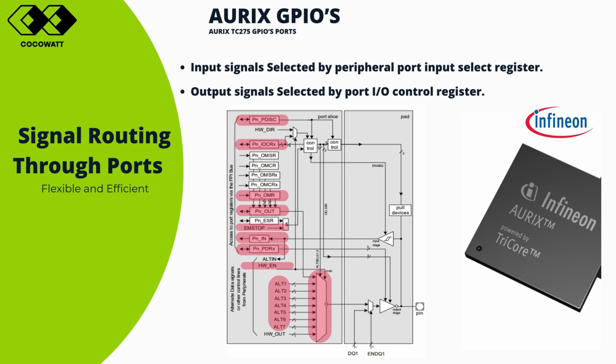So in summary, the input signals are managed using peripheral port input select register or port PDR register. Output signals are controlled using port IO control register or port OMR register, and the alternate functions allow a single pin to perform multiple roles, and the pull devices prevent floating states and ensure clean signal readings. Emergency stop and hardware enable provide additional safety and control. This mechanism makes AURIX TC275 microcontroller highly flexible and suitable for complex automotive applications.